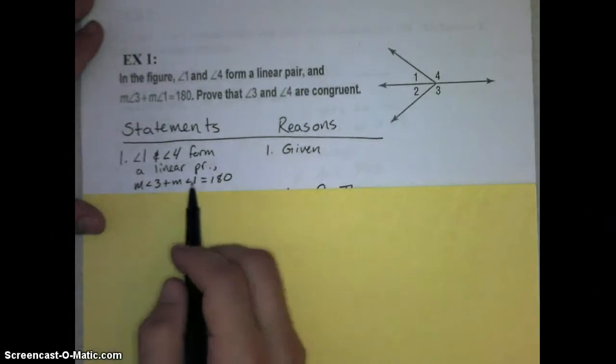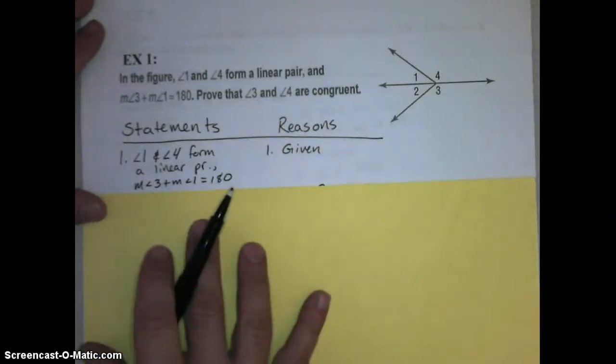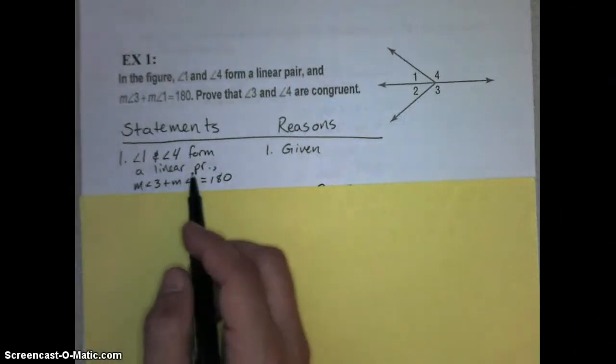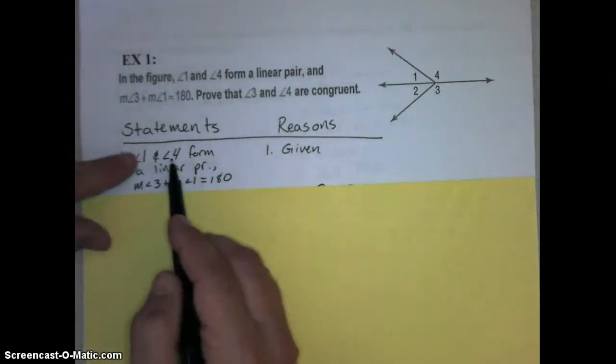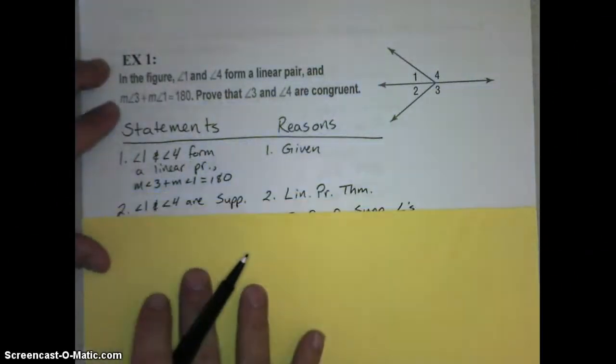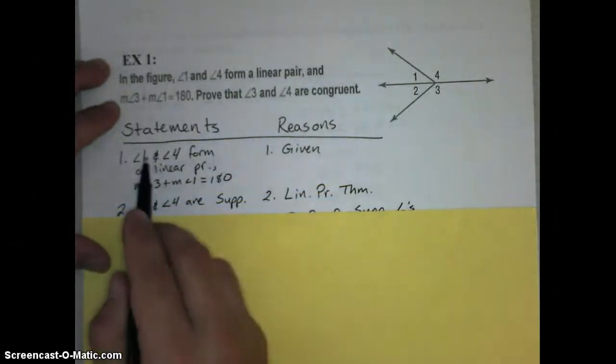And measure of angle 3 plus measure of angle 1 equals 180 degrees. And so we're going to talk about that given information now. If they form a linear pair, remember we have the linear pair theorem that states that 1 and 4 have to be supplementary. And if these two measures add up to 180, these two have to be supplementary. So here's what we can say. 1 and 4 are supplementary by the linear pair theorem.